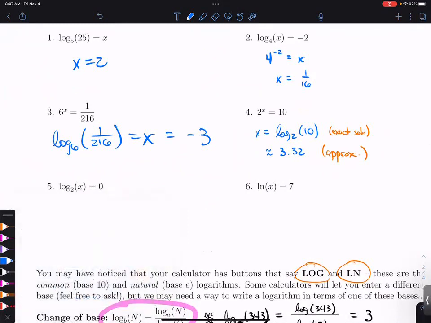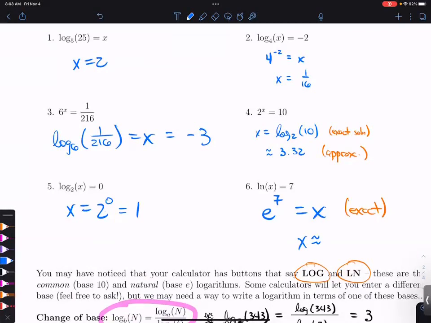The log base 2 of x is 0. So x is 2 to the 0, which is 1. Good. All right, and then the last one, natural log, which means the base is e. So e to the 7th is x. Again, that's an exact solution. And then if a problem asks us to approximate, we'd punch e to the 7th into a calculator and get whatever that is.